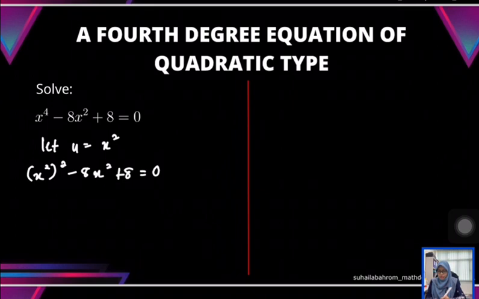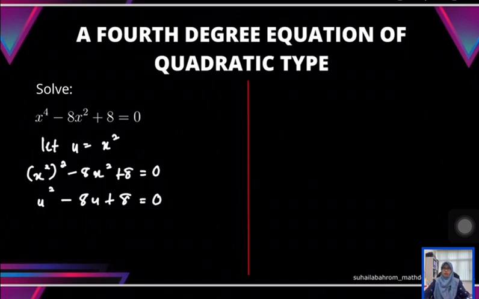When you let u be equivalent to x squared, it will become u squared minus 8u plus 8 equals 0. So now we have the equation in terms of quadratic. Once you have a quadratic, we have three methods to solve it: factorization, completing the square, or the quadratic formula. For this one, we cannot factorize, so we have to use the quadratic formula.